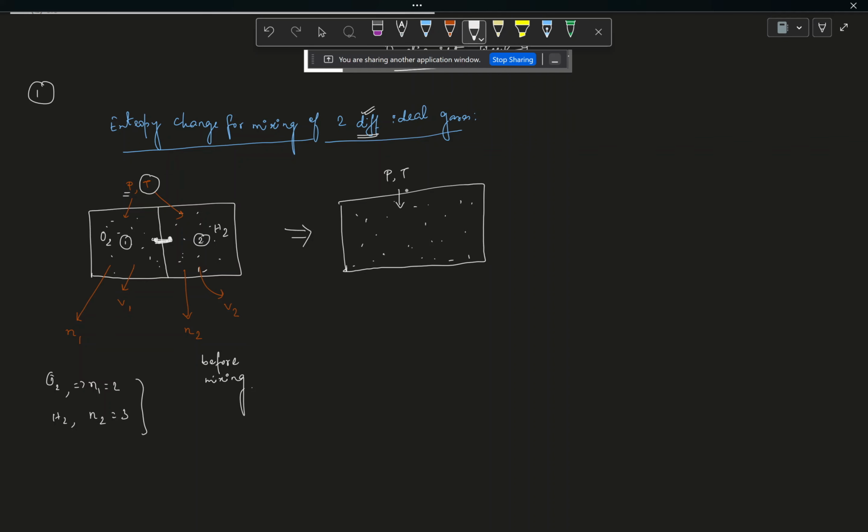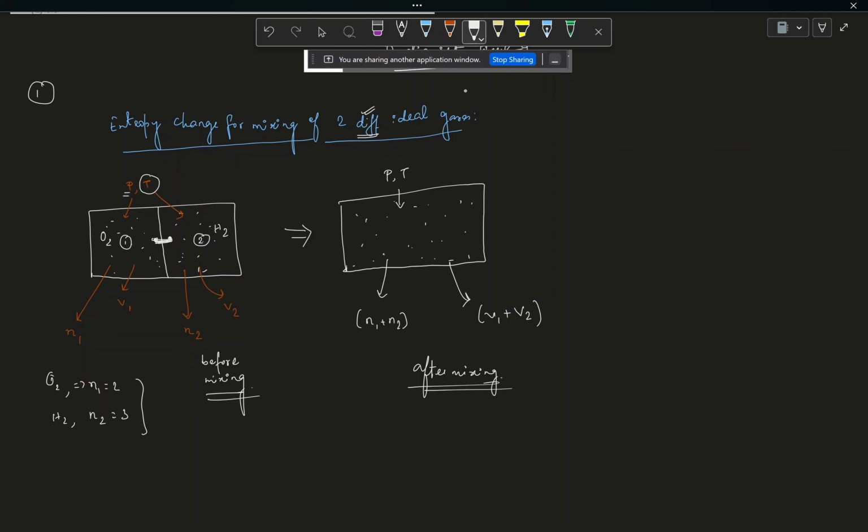So the pressure and temperature of this compartment are again P and T, but what changes is that now the total mole number becomes N1 plus N2, because the moles of the two gases add up with each other. This is an extensive quantity. The same happens with volume. Volume is also extensive, so the two volumes merge together and the total volume becomes V1 plus V2. Okay, so this is before mixing and this is after mixing.